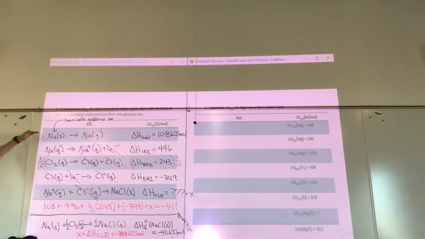And then oftentimes when I put this on homework or an exam, I say, please write out all the reactions and show how everything cancels out. And so sometimes I will make you do exactly this to get full credit.